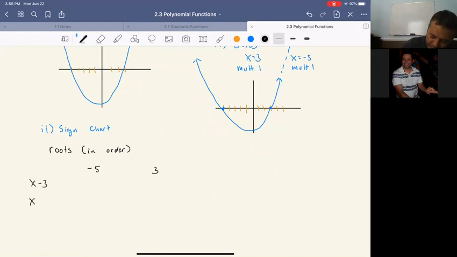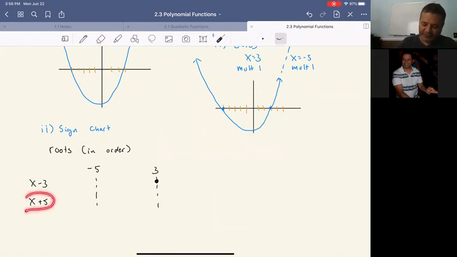Then I'm going to draw little dashed lines underneath. Now, x minus 3 is the factor that gives you a root at 3, so I'm going to draw that in with a little closed circle there. x plus 5 is the factor that gives you a root at negative 5.